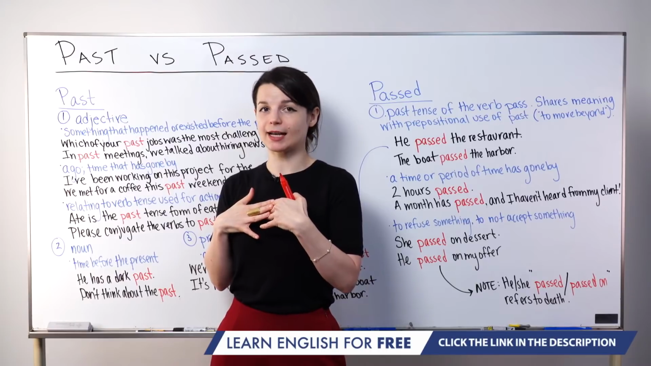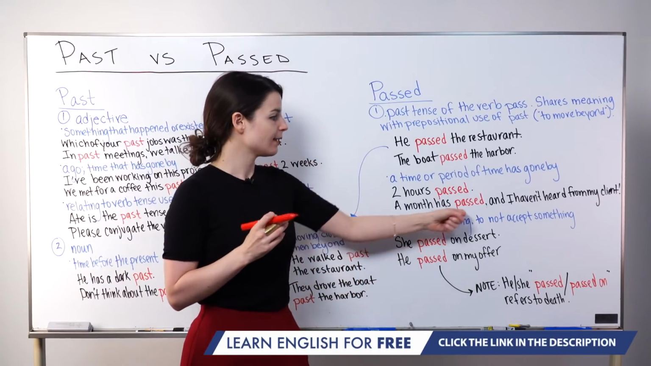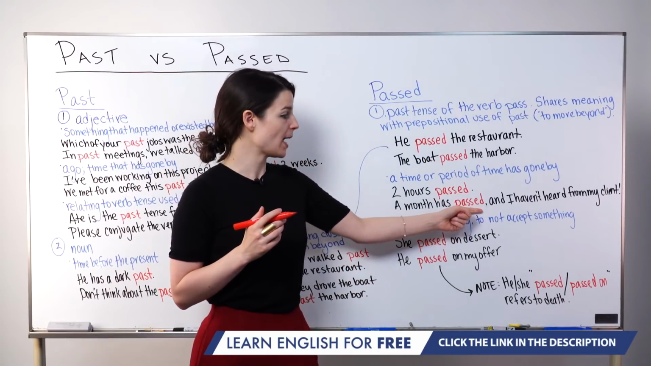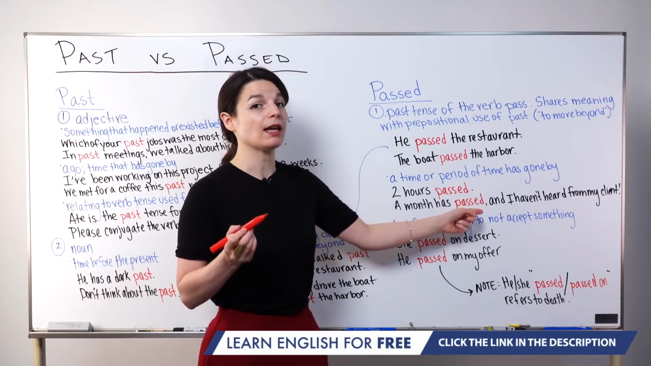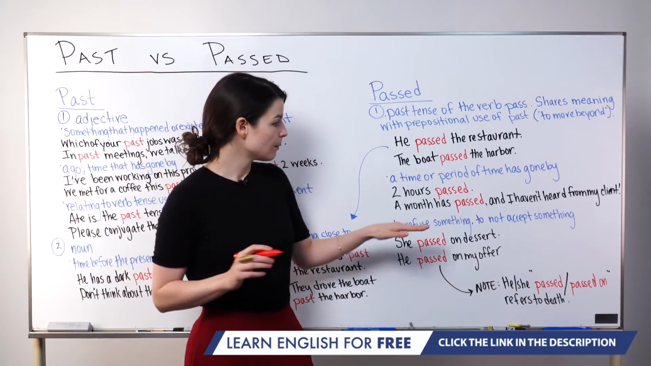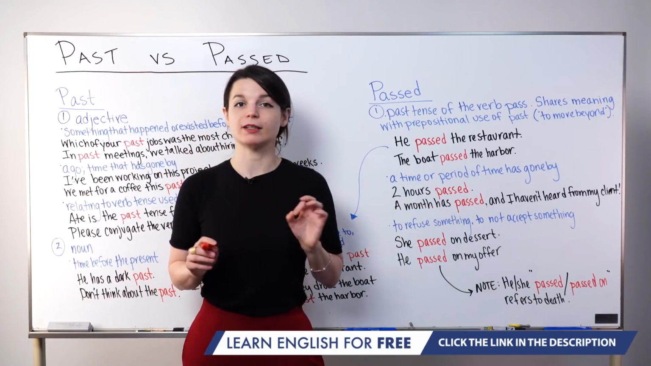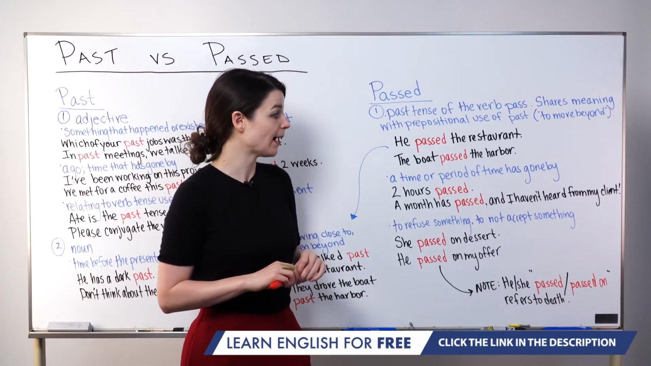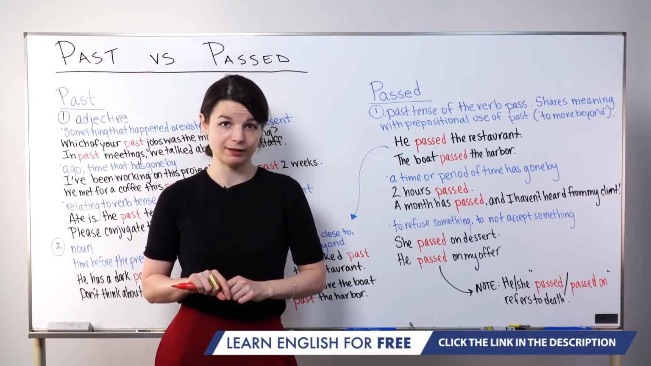A month has passed. So again, this is the verb form, passed. I cannot use P-A-S-T in this way. I have to use the verb form because this is a present perfect sentence structure. A month has passed and I haven't heard from my client.